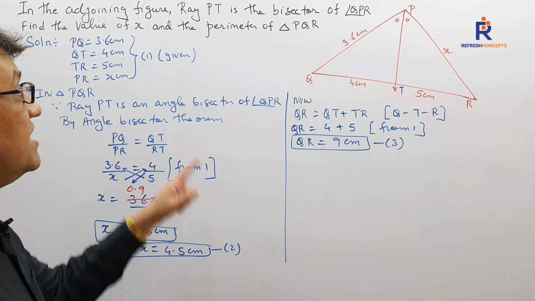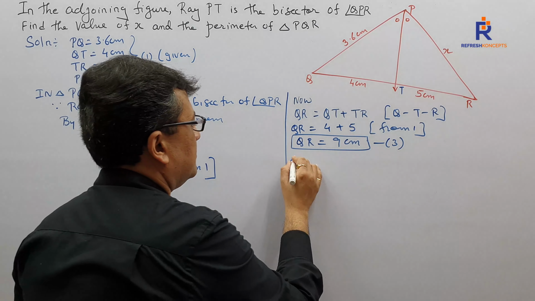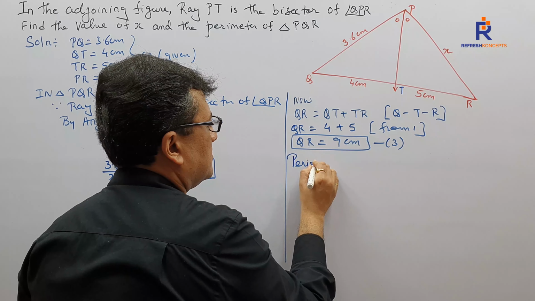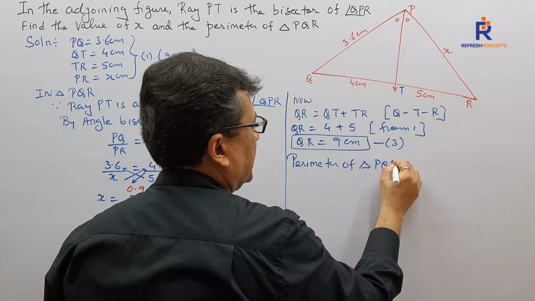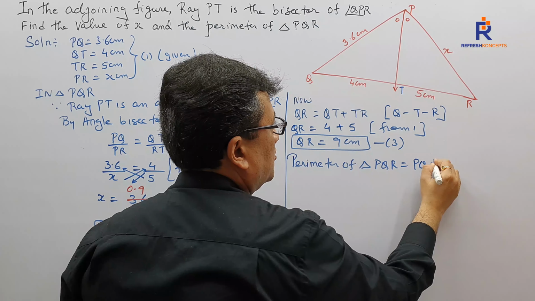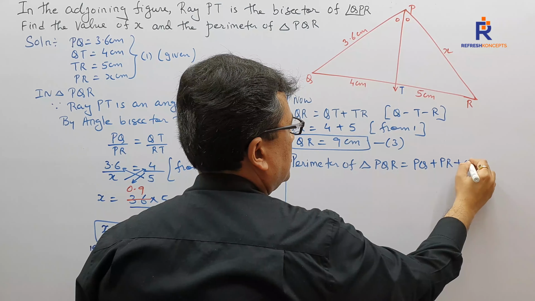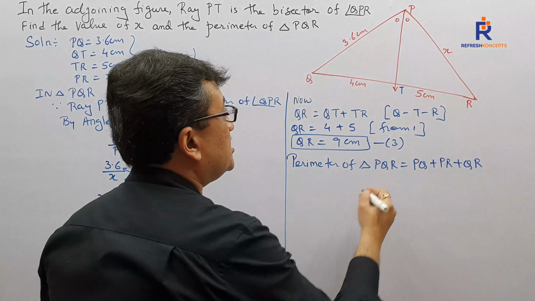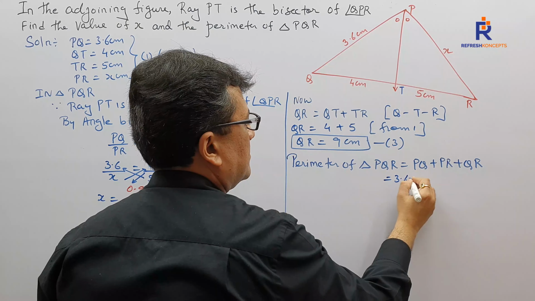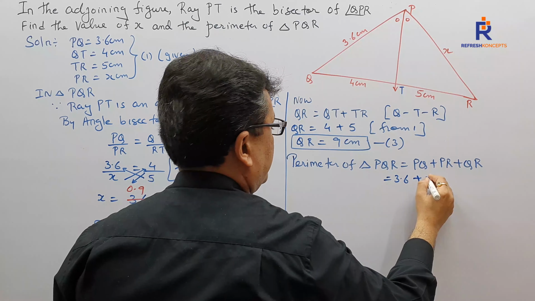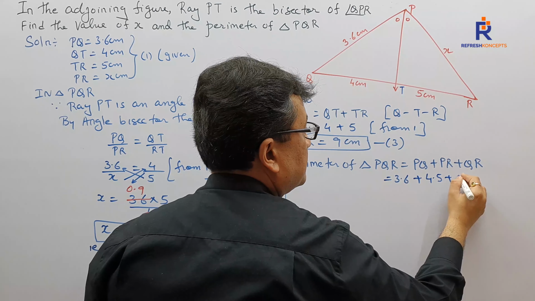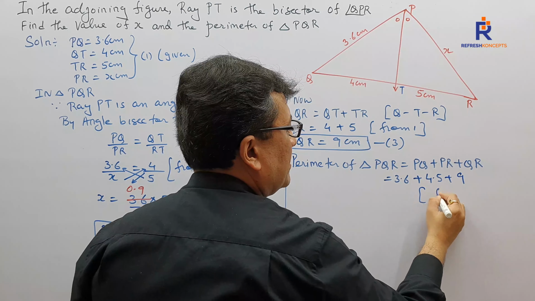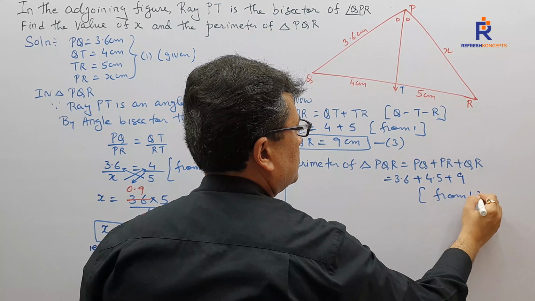Now we talk about the last part, perimeter of triangle PQR. Perimeter is nothing but PQ plus PR plus QR. How much is PQ? 3.6. How much is PR? We just now found it. It's 4.5. And how much is QR? That also we found it. 9. From where did we get all these? From equations 1, 2 and 3.